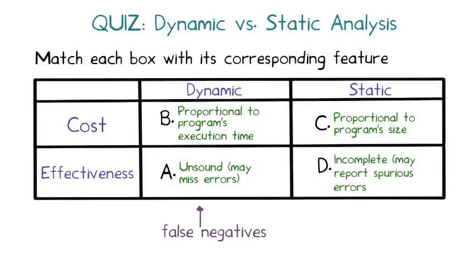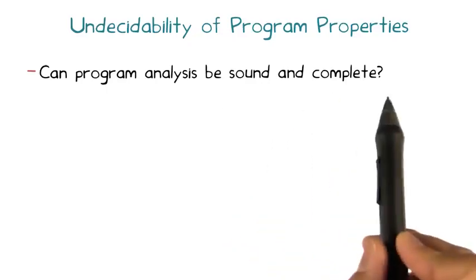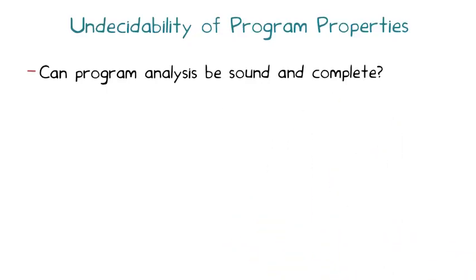Static analysis, on the other hand, does not miss errors, but it may report spurious issues. We say that a static analysis is incomplete. In other words, it may produce false positives. You might be wondering whether it is possible for a program analysis to guarantee both soundness and completeness. No false positives nor false negatives. The answer is not if we want the analysis to eventually finish.